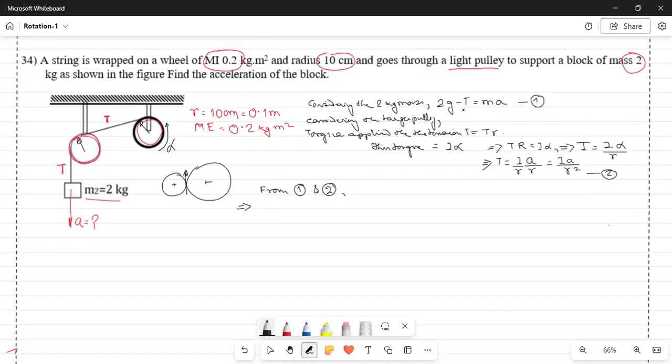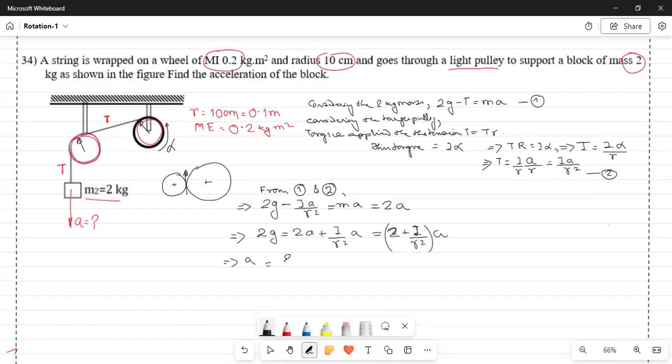Get 2g minus T. 2g minus this tension T, which is given by I by R square, so I by R square is equal to M, let me write MA, that way there will be no problem, into 2A. So from here you get 2G is equal to 2 plus I by R square times A. So from there we get A.